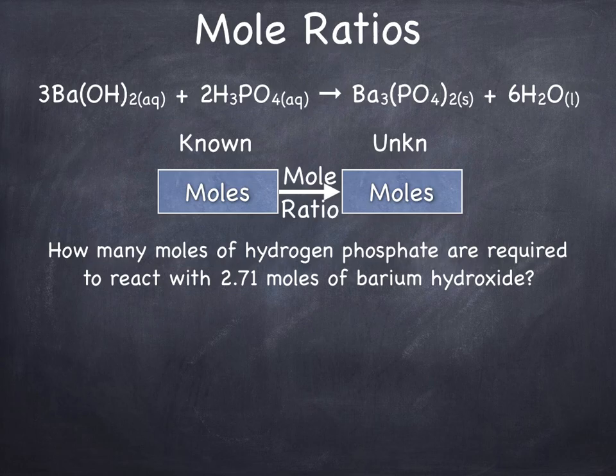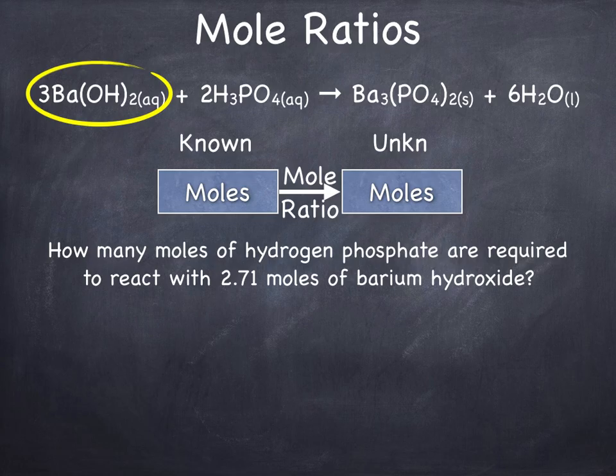So here's a problem that you might be faced with. How many moles of hydrogen phosphate are required to react with 2.71 moles of barium hydroxide? So you're going to want to identify your known and your unknown. Your known is that thing which you are given information about, in this case, 2.71 moles of barium hydroxide. So barium hydroxide is my known compound.